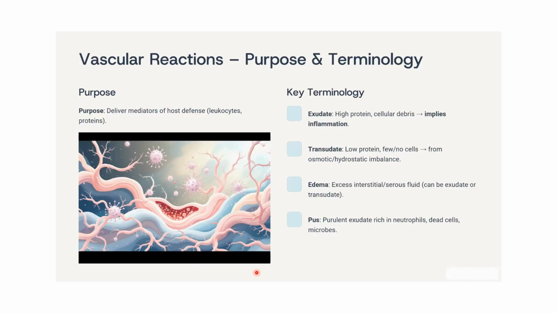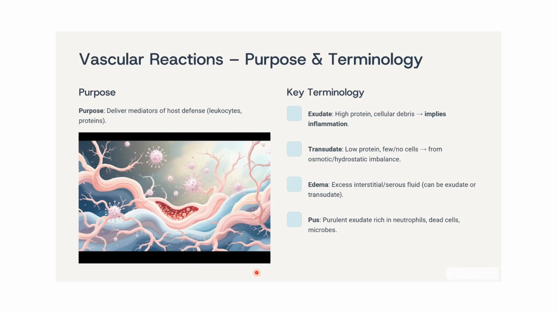Good question. Edema is just the general term for excess fluid building up in tissues or body cavities. And importantly, that edema fluid could be an exudate or it could be a transudate. Edema is just the swelling itself. Gotcha. And the last one, pus. Ah, yes, pus. That's a specific type of exudate. It's what we call a purulent exudate.